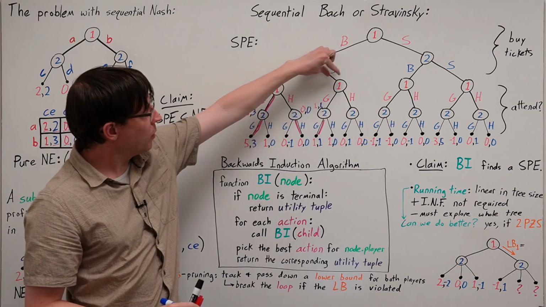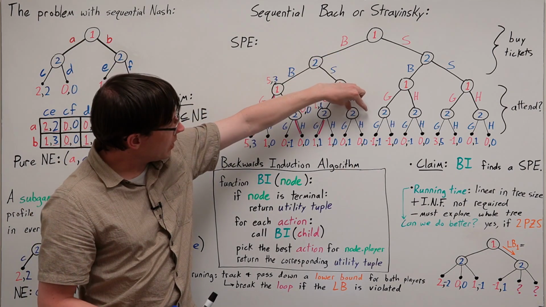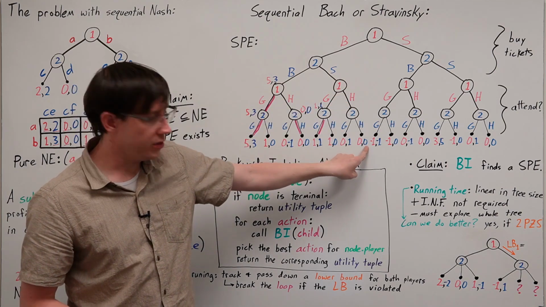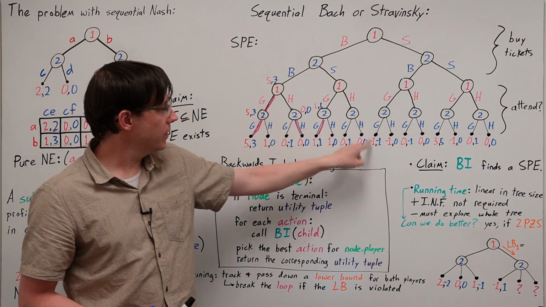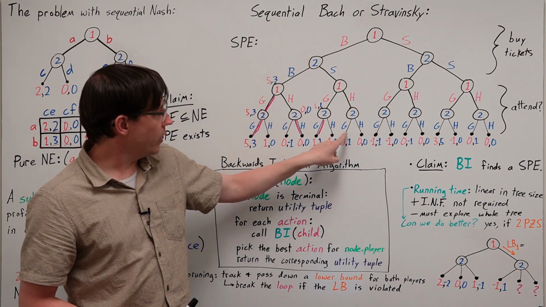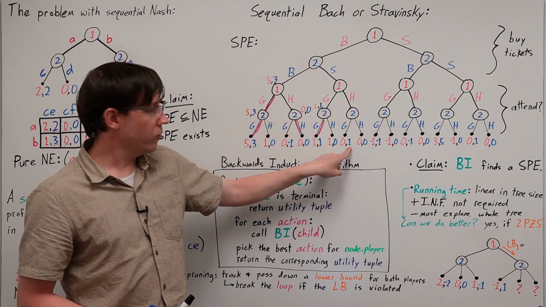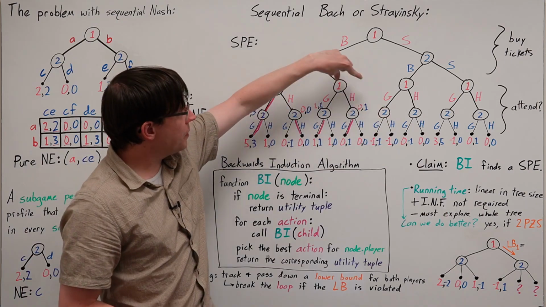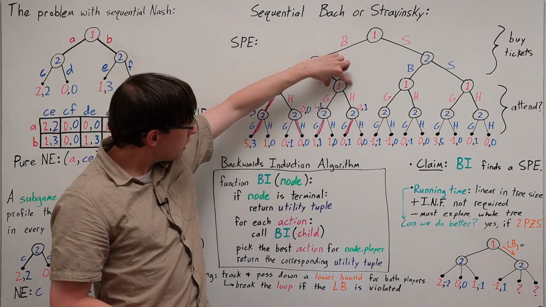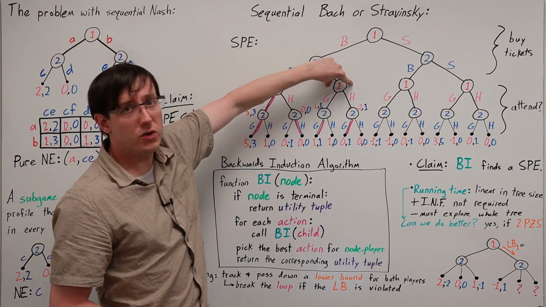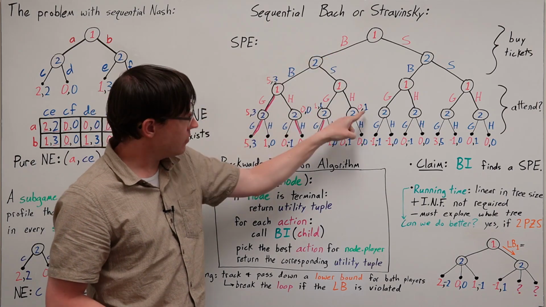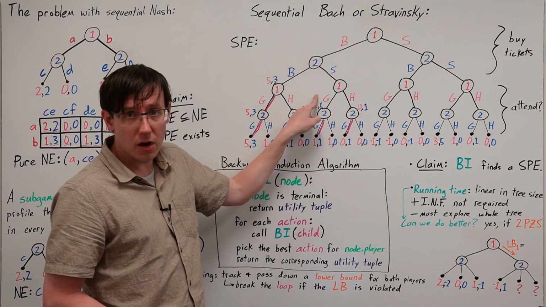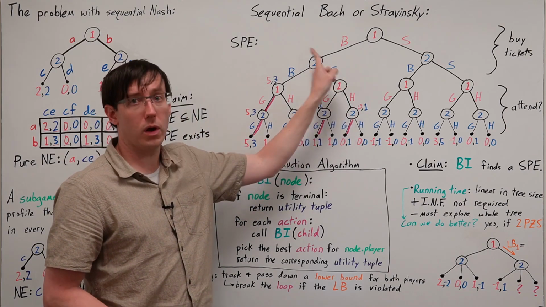So we return the tuple 1, 1. Then we recurse down this path, and we're comparing a utility of 1 for player 2 with a utility of 0 for player 2. They prefer 1, so we pick the go action and return the tuple 0, 1. Now as we pop back up to this player 1 decision node, we compare the utility for player 1 in each of the 2 tuples we got back. 1 is better than 0, so they pick the go action and we return the tuple 1, 1.